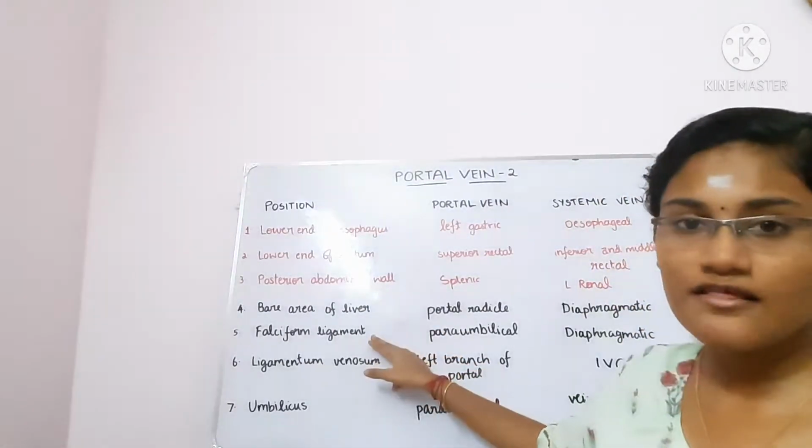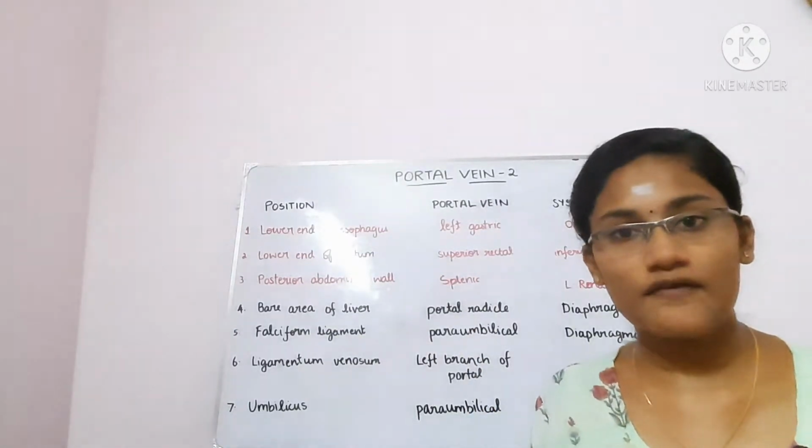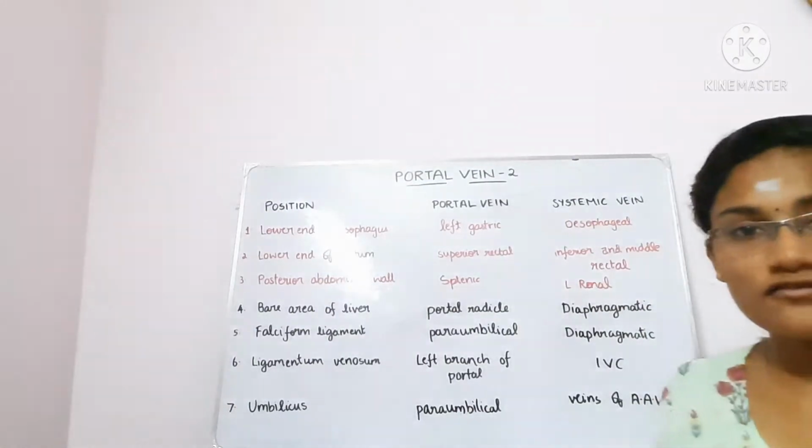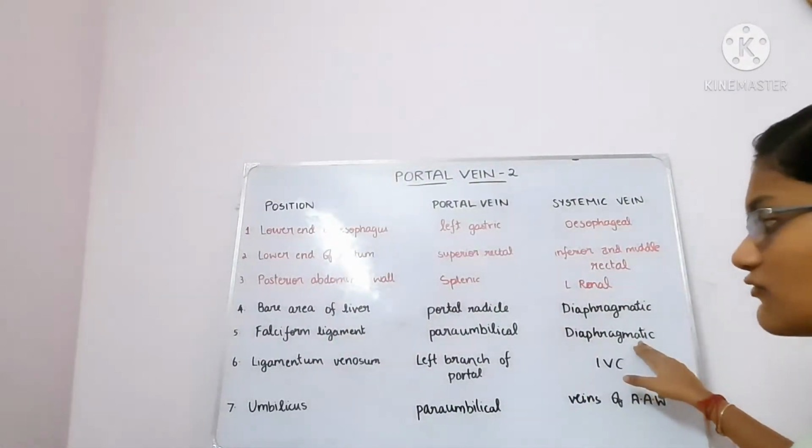And then comes the falciform ligament. As I already told you, the paraumbilical veins will run in the falciform ligament, and they will anastomose with diaphragmatic veins to form a site of portocaval anastomosis.